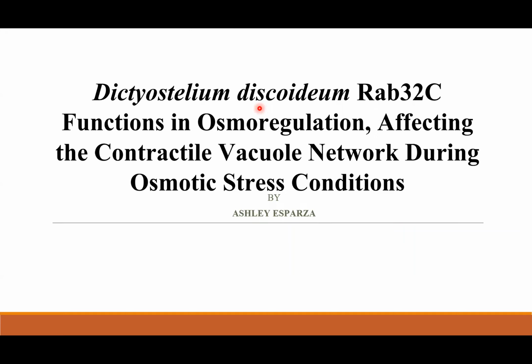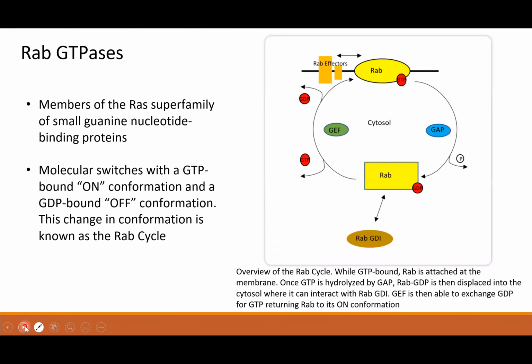It's titled Dictyostelium discoideum Rab32C Functions in Osmoregulation, Affecting the Contractile Vacuole Network During Osmotic Stress Conditions. So within our lab, what we like to do is focus on vesicular transport processes, so the movement of vesicles within the cell. And we do this by focusing on their key regulators, Rab-GTPases.